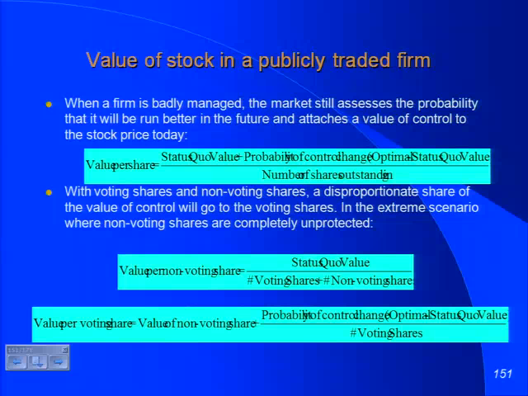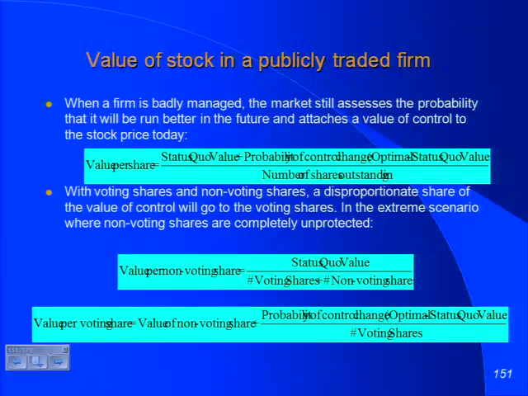See already the implications? If a firm is already perfectly managed and perfectly run, what should voting shares trade at relative to non-voting shares? They should trade at the same price. The worse run a firm is, the bigger the difference should be between voting shares and non-voting shares.